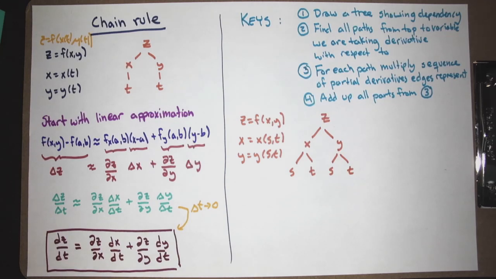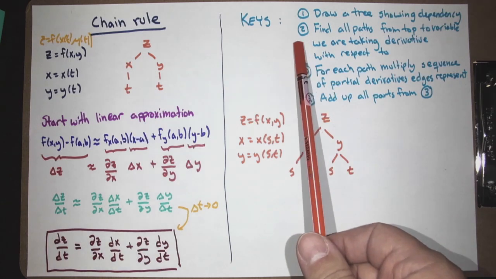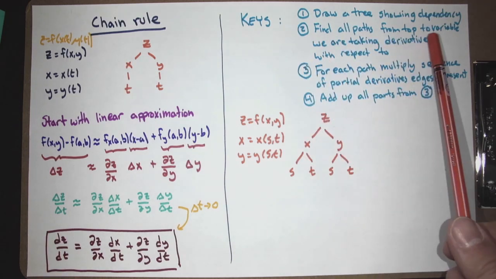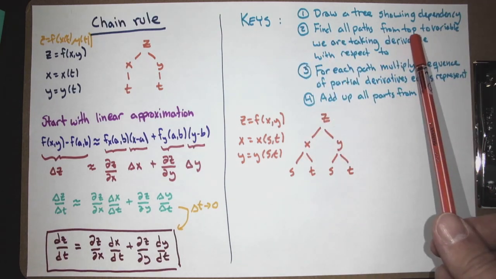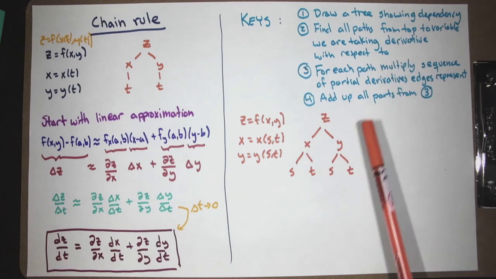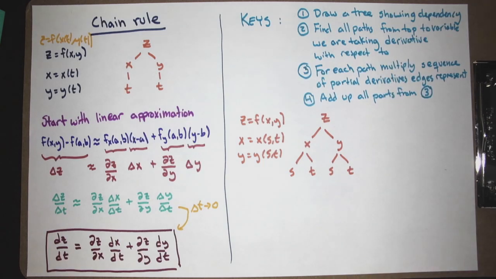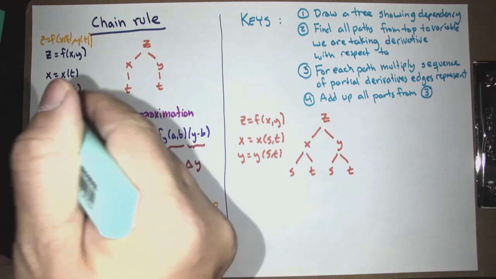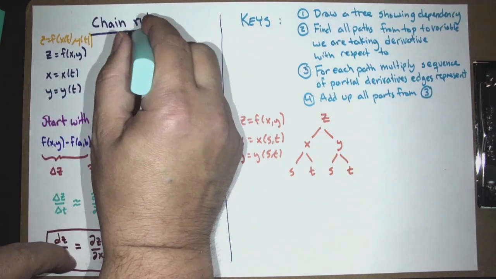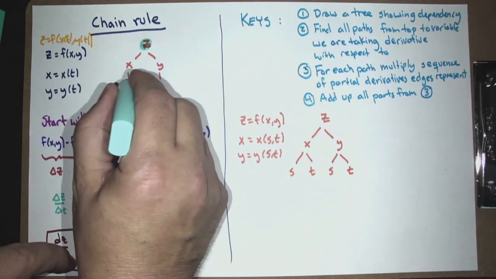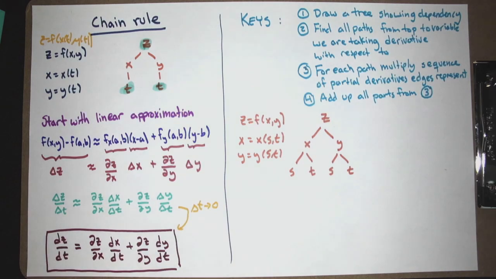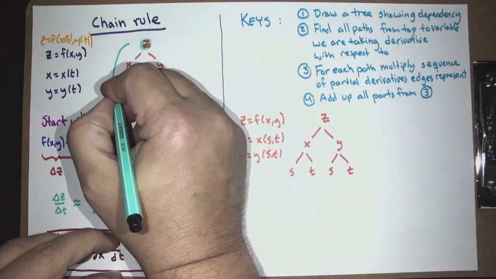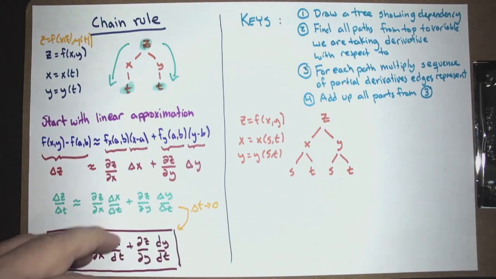Now, step 2. Find all the paths from the top to the variable we're taking the derivative with respect to. So let me go back and point out what happened here. In this case, we wanted to know, how does z change with respect to t? Well, how many ways can I get from z to t? There were 2 ways. So I had to have 2 paths.